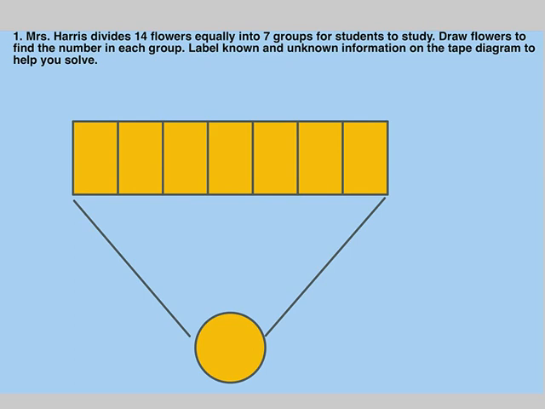So in this question, Mrs. Harris is dividing 14 flowers equally into 7 groups. So this is 14 flowers, that is the total number of flowers that she has. So we know the total, which is 14. And then she is equally dividing into 7 groups. So we know the groups too, right? So groups equals 7.